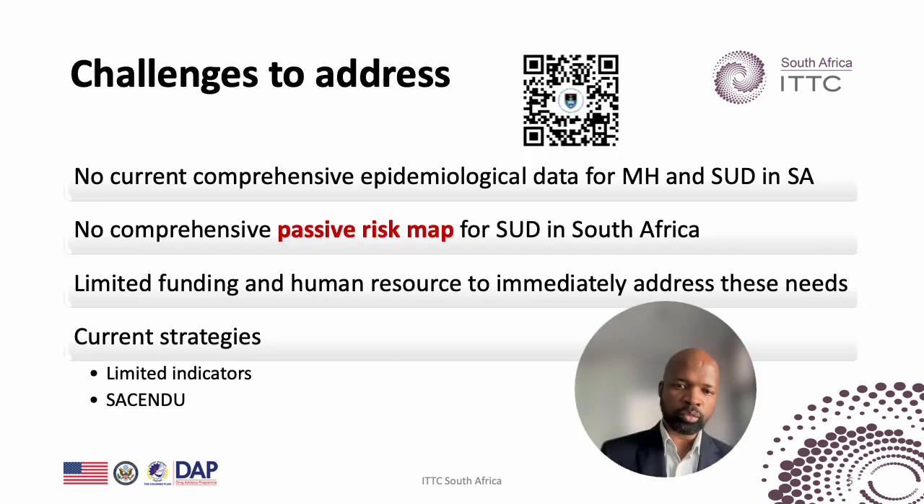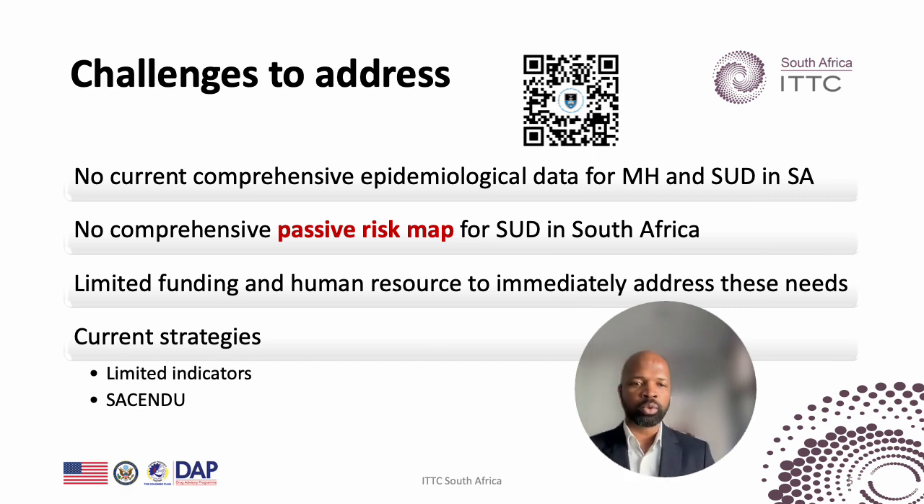For some additional context, some of the challenges that we seek to address in South Africa is that we currently don't have a comprehensive epidemiological data for mental health and substance use. In addition to this, we don't have a way of mapping passively what the risk profile of our community is. So we don't have a comprehensive passive risk map for South Africa for substance use disorders. We also know in general that we have a limited funding and human resource capacity to immediately address these needs.